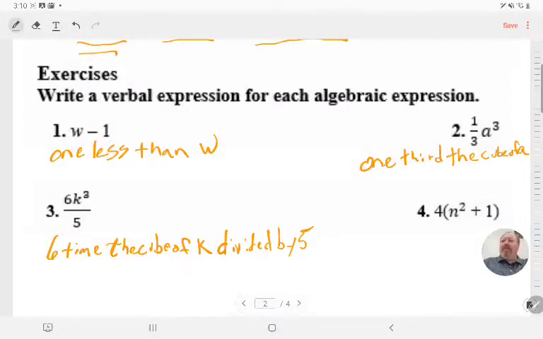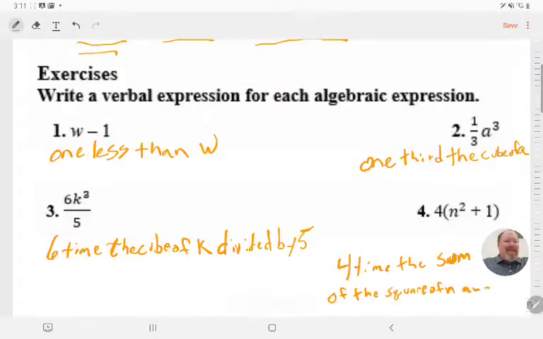Number 4. That one would be, let's see, we could say 4 times the sum of the square of n and 1. So 4 times the sum of the square of n and 1. Okay? So that would work.